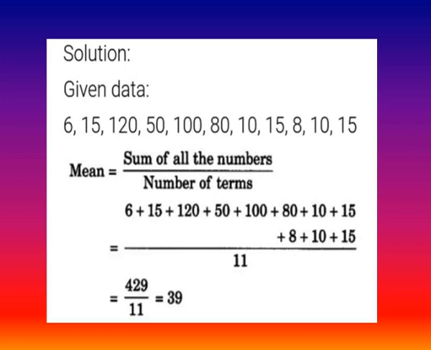Solution. Here is the given data. Firstly we find the mean. Mean is equal to the sum of all observations divided by the number of observations. Here it is the sum of all the numbers divided by the number of terms. So 6 plus 15 plus 120 plus 50 plus 100 plus 80 plus 10 plus 15 plus 8 plus 10 plus 15, whole divided by 11, is equal to 429 divided by 11, which is equal to 39. Therefore, the mean of the given data is 39.